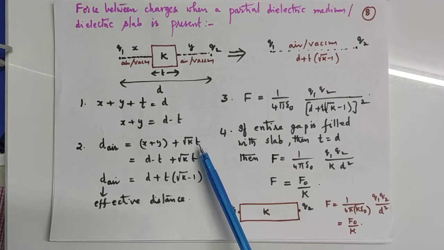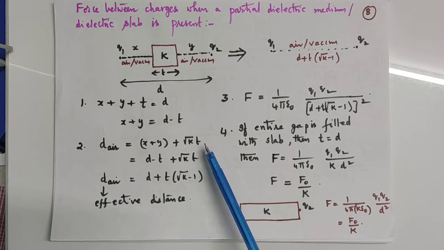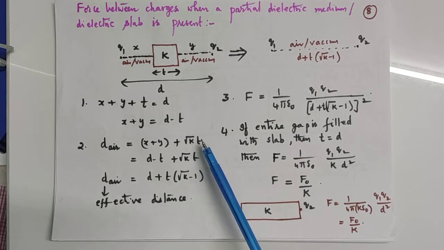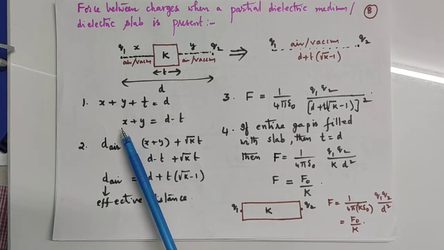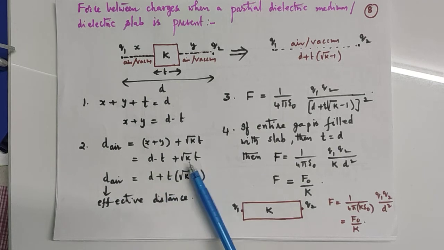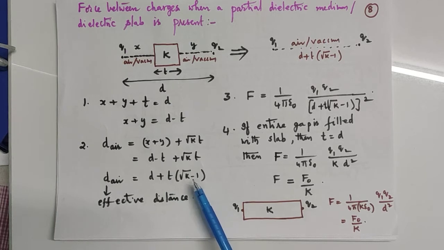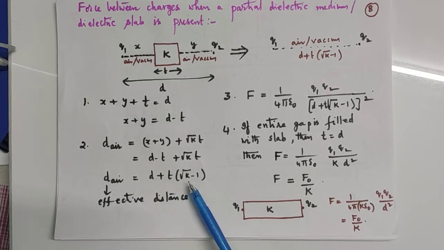As we have seen in the previous derivation, r naught is equal to root k into r. r is the distance between the charges in medium, and r naught is the distance felt by the charges in air or vacuum. So by using that, here we can write root k into t. But x plus y is equal to d minus t, substitute here, plus root k t. Now take t common: d plus t into root k minus 1. So the effective distance felt by the charges in air is d plus t into root of k minus 1.